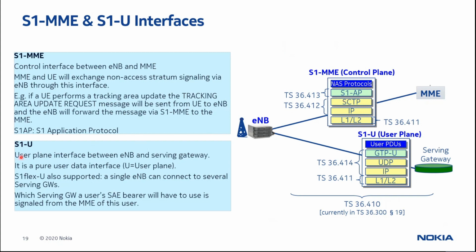Okay, so S1-U, as given here, is basically a user plane interface. It is a pure user data interface where voice and data is carried forward. So a user's bearer, or let's say the information from the user, will have to use whichever serving gateway MME says to use. So MME decides which particular serving gateway has to be used during the call. So it is not that you will have a serving gateway permanently assigned to a subscriber throughout its connectivity with the LTE network. It is not like that.